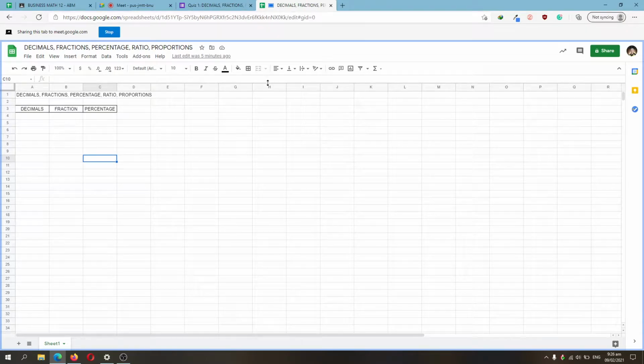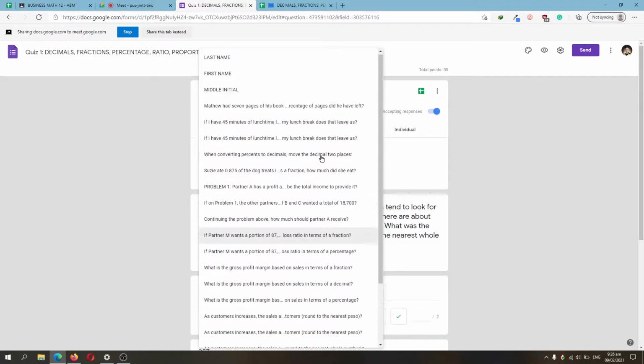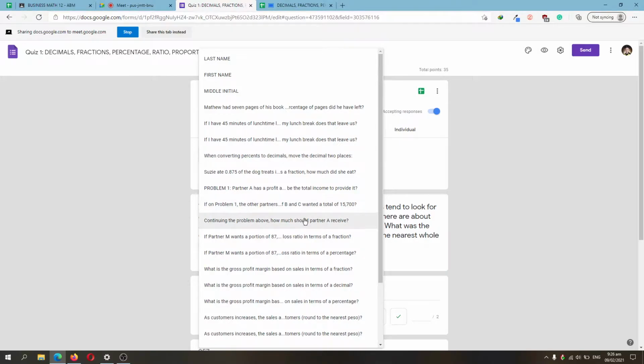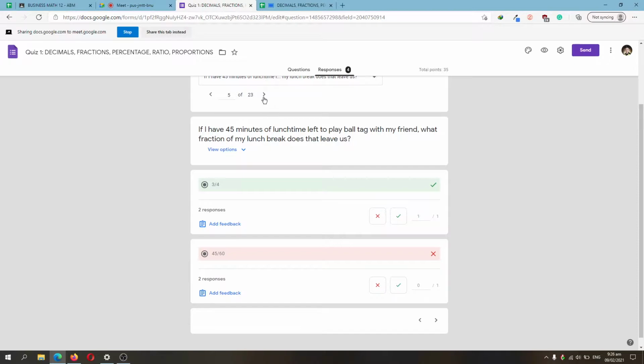Ayan, so, nirereview natin yung naging quiz ninyo. Paano ba nagkakaroon ng conversion from decimal into fraction into percentage? At isa doon sa naging question, nahirapan siguro kayo. Ayan, doon tayo sa ito. So, marami namang nakakuha ng tamang sagot.